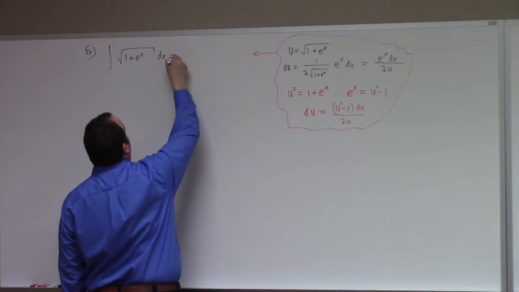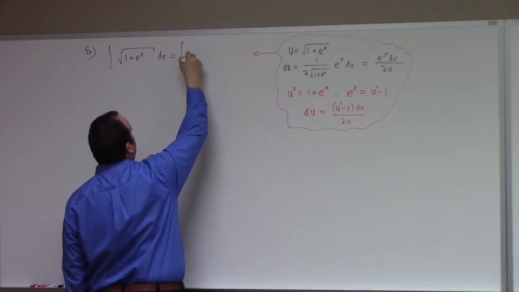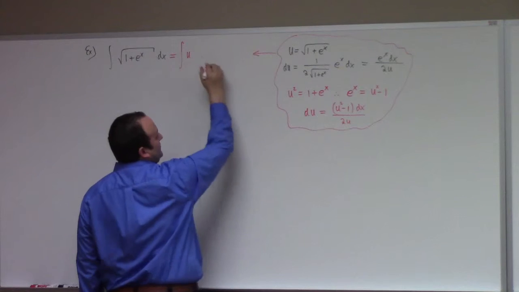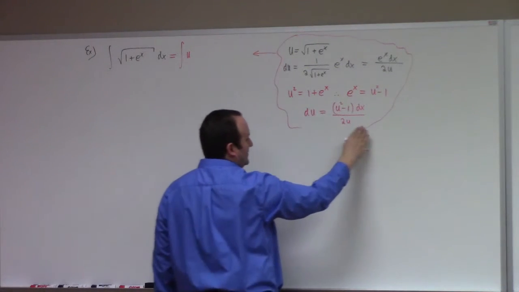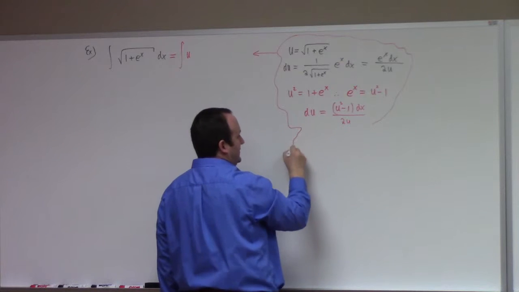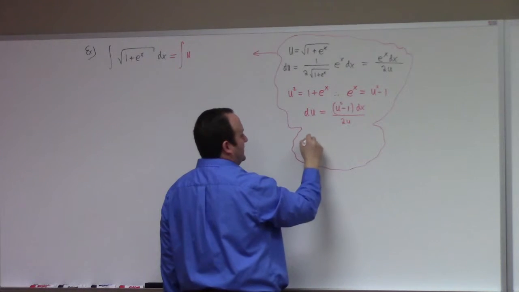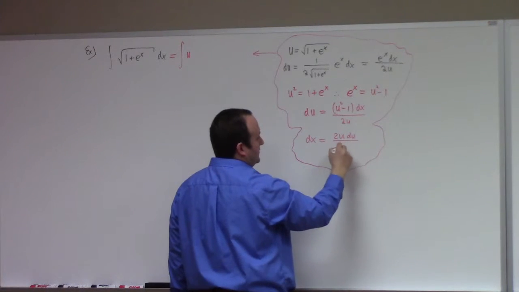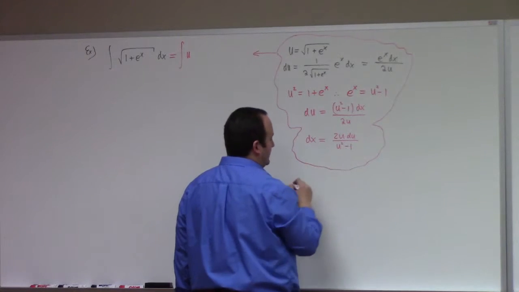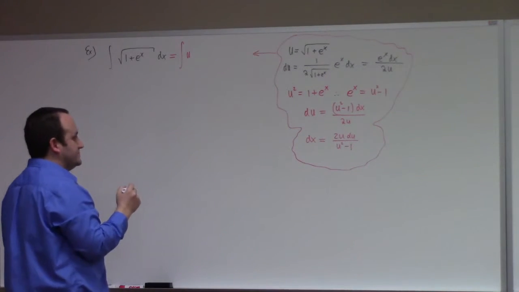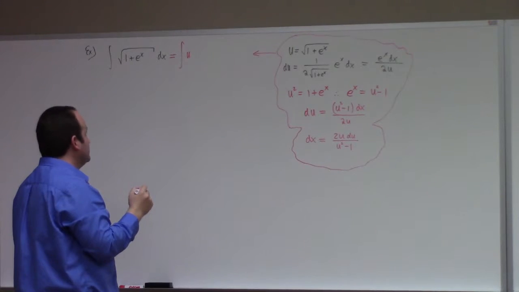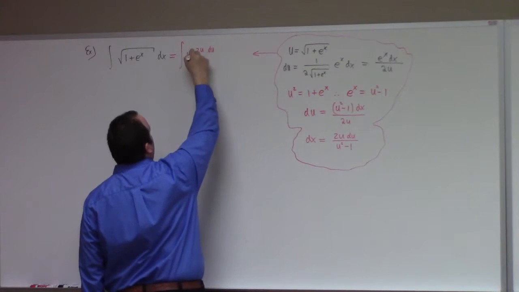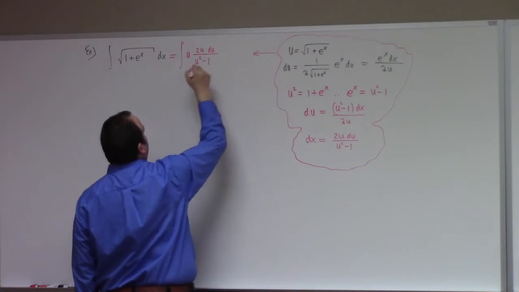What do we got? We've got the integral of u. And what's dx? My thought bubble is not quite complete. I really should solve this for dx, right? Let me open my thinking again. All right, so dx, we got 2u du over u squared minus 1. So we got ourselves 2u du over u squared minus 1 for the dx term there, right?